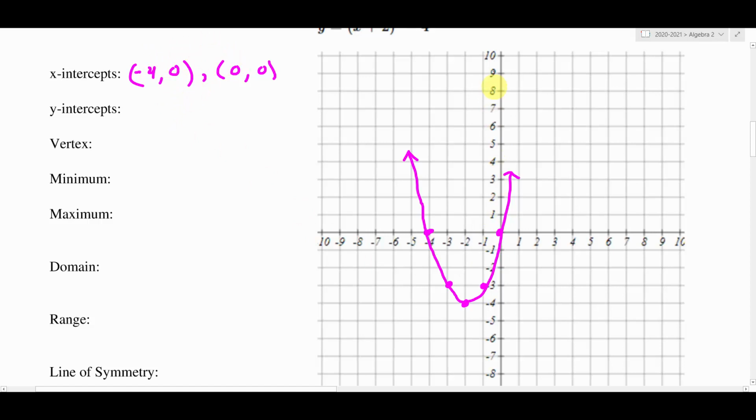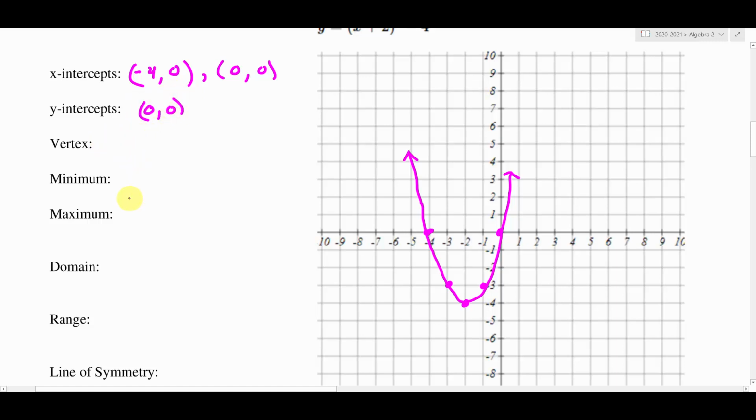All right, the y-intercept, here's our y-axis. We're looking at where we cross over or touch, and that happens right here. So that's going to be at (0, 0). Okay, remember x, y with a set of parentheses.